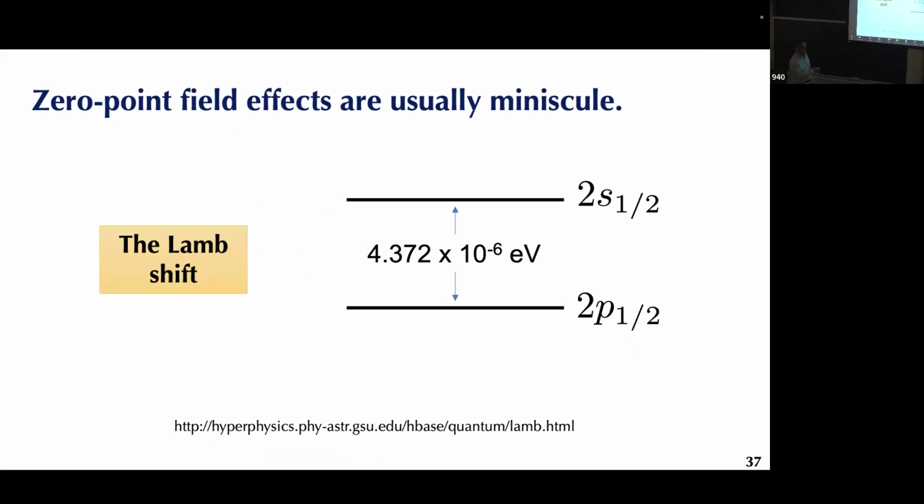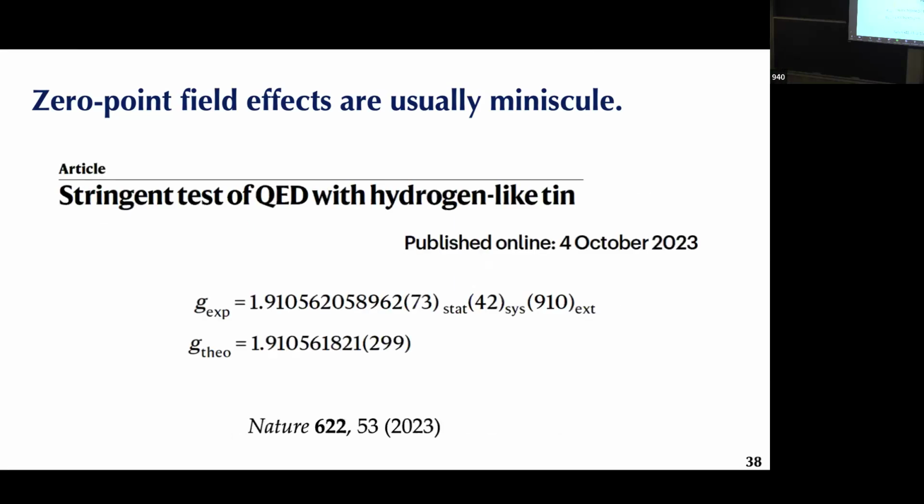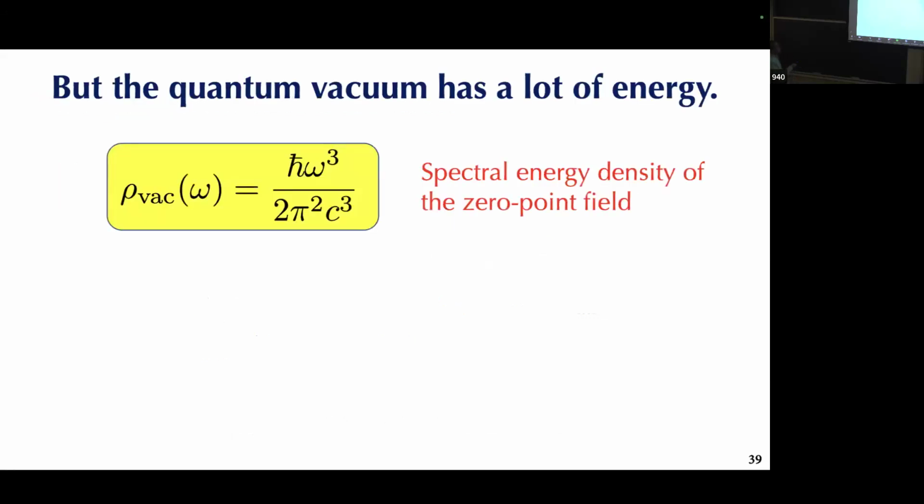For example, the Lamb shift, which was observed first by Lamb and Retherford. And they had to work very, very hard to observe this very, very small shift due to the absorption and re-emission of virtual photons in the hydrogen atom. And there are small deviations between theory and experiment in the g factor of an electron. So such measurements can provide a stringent test of the theory of quantum electrodynamics.